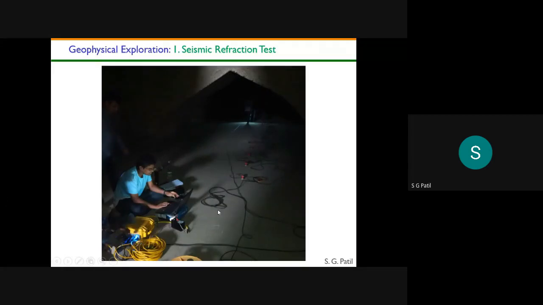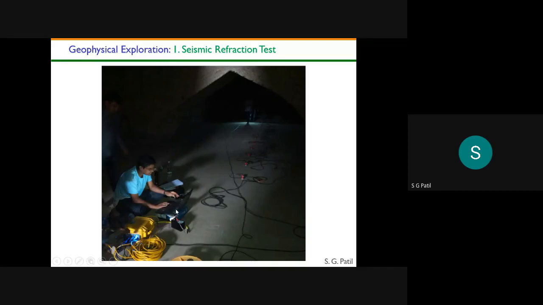This survey was done in the basement of your Gol Gumbaj. These are the geophones, the red dots, kept at a certain interval. This is the geode, which will record the arrival of those waves. This person is hitting the ground with a hammer and producing waves. Those waves are picked up by these geophones, which are in turn connected to the geode, and there is a laptop here.